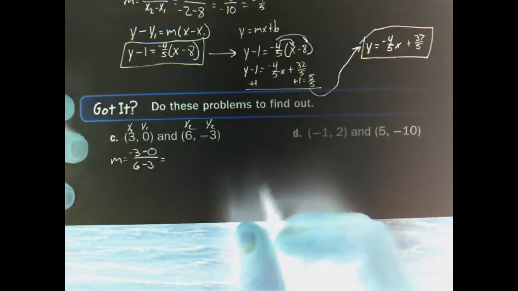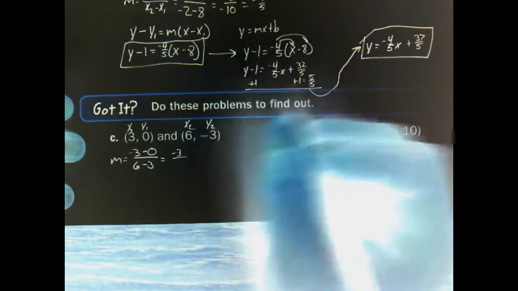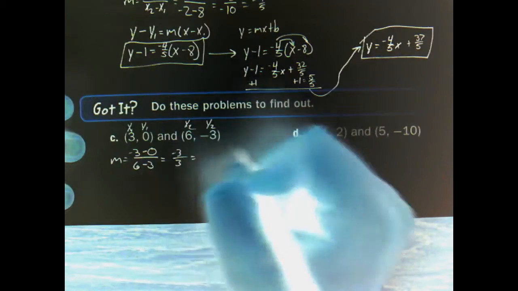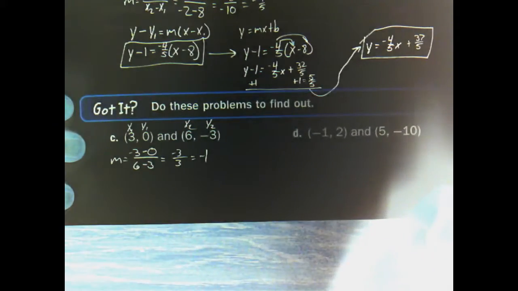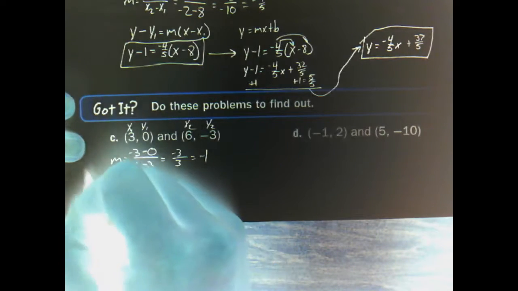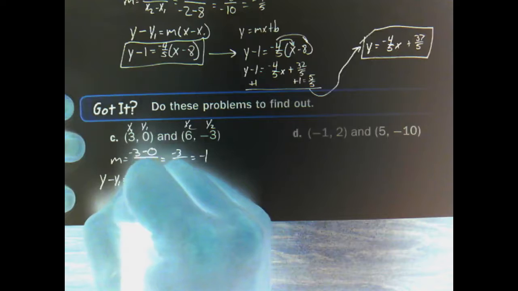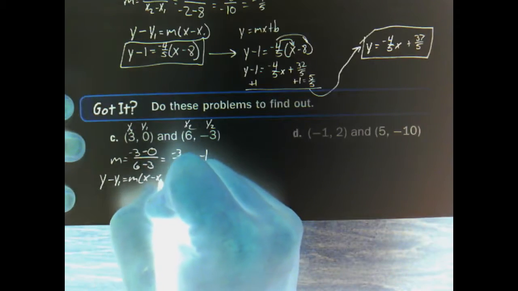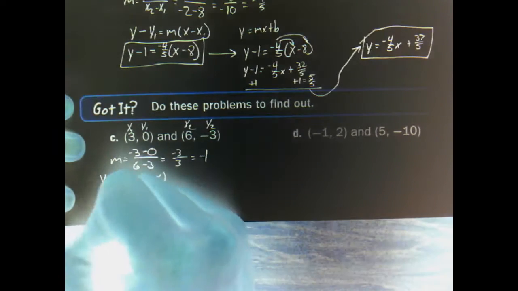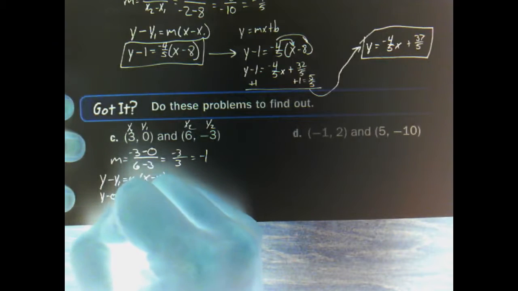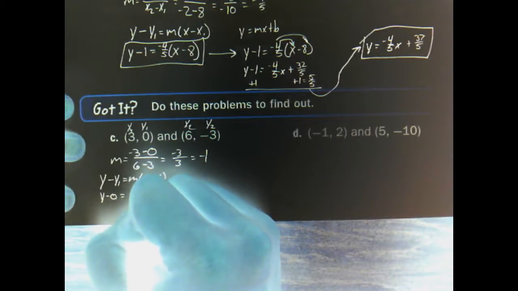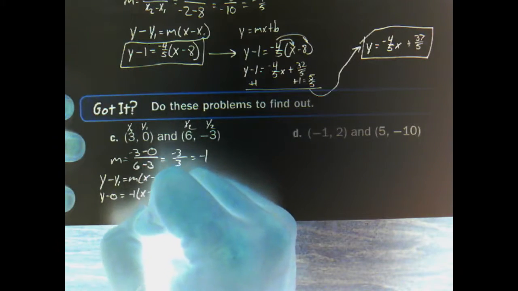x sub 2 minus x sub 1. Negative 3 minus 0 is negative 3. 6 minus 3 is 3. Negative 3 over 3, that's negative 1. So I know my slope is negative 1. I know x sub 1 and y sub 1. So now I plug them in to y minus y sub 1 is equal to m times x minus x sub 1. y minus 0 equals negative 1 times x minus 3.